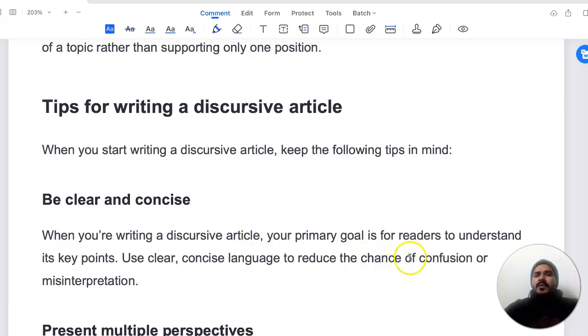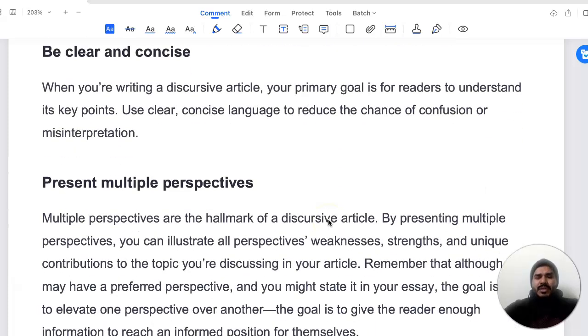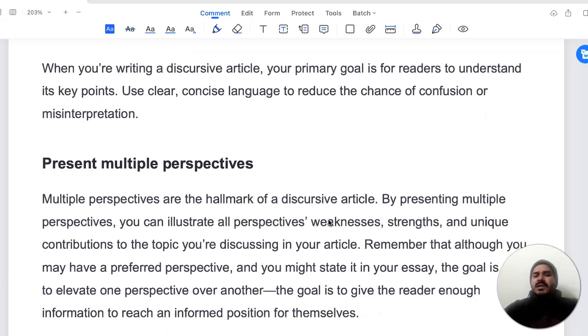Then your primary goal is just to make a point to your reader. Of course, you are exploring two sides of the argument, so both sides should be given to the reader. Then use very clear language to reduce confusion or misinterpretation. Present multiple perspectives. Usually discursive articles explore both sides of the argument, but sometimes there are more than two sides of the argument, and in a discursive article you have to explore all the sides of the argument.